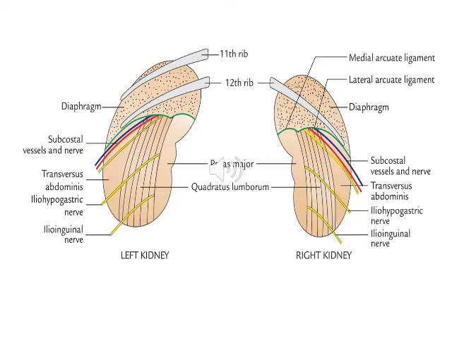Look at this picture very carefully. You should know how to draw this and the important posterior relations to the kidney. In the left kidney, as I told earlier, it is posteriorly related to the 11th as well as 12th rib, because the left kidney is a bit higher up than the right kidney. Also the diaphragm.